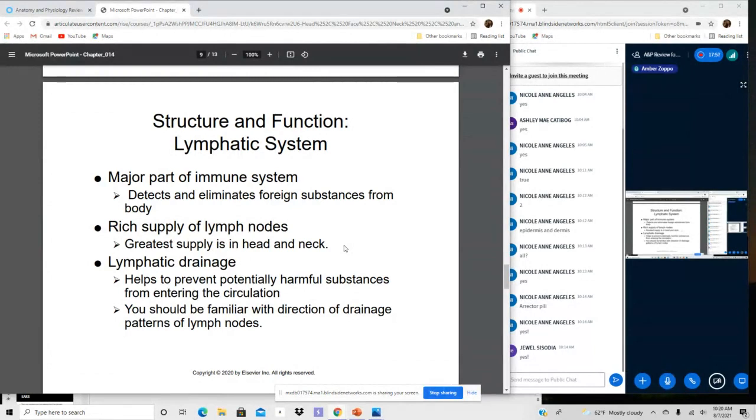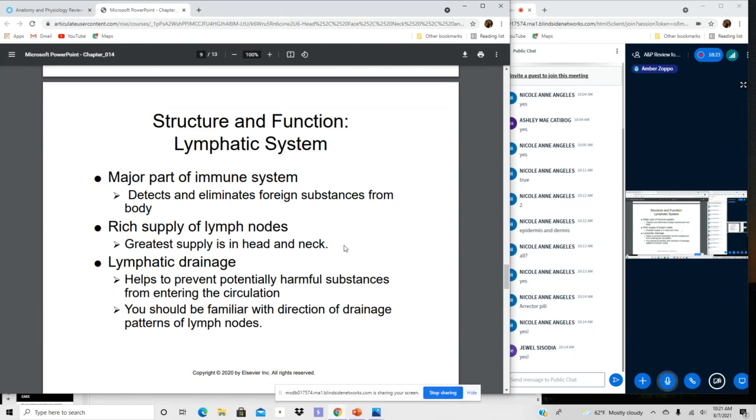The lymphatic vessels, unlike the venous system, however, do not contain a pump like the heart to control the flow of the lymph. So it relies on inner valves and contractions of the surrounding muscles that propel the lymph in one direction. Okay? So again, it's a major part of the immune system. It detects and eliminates foreign substances from the body, and it has a rich supply of lymph nodes.